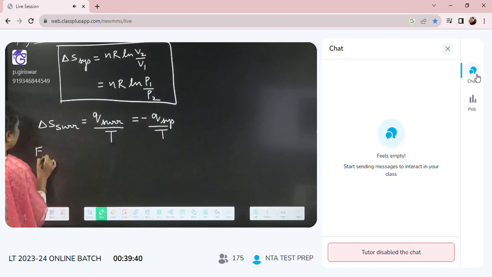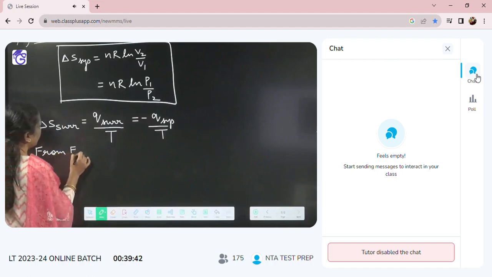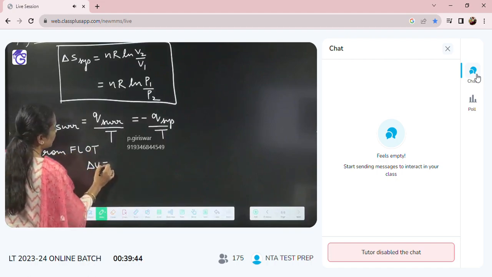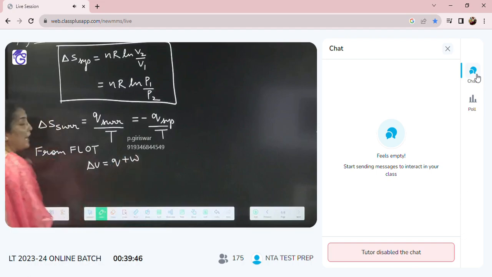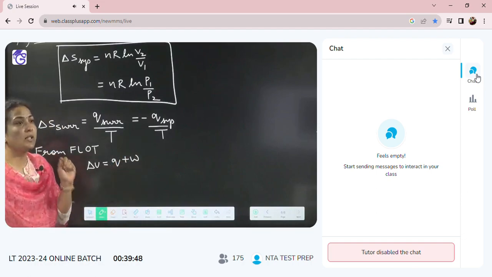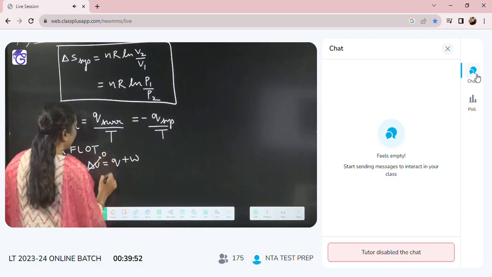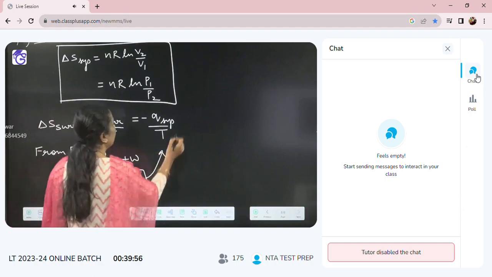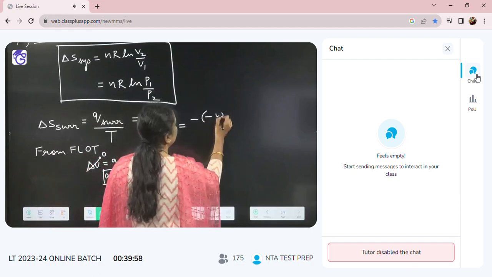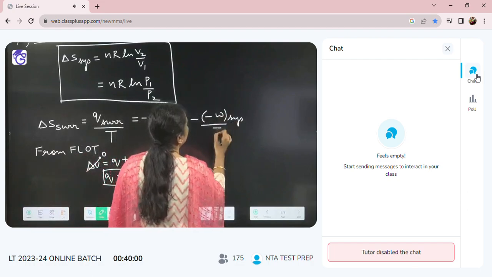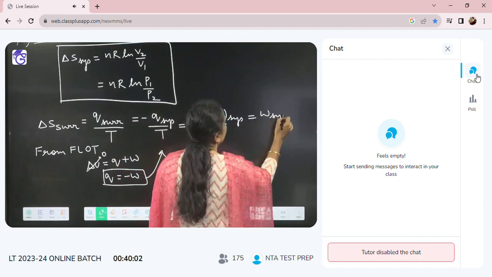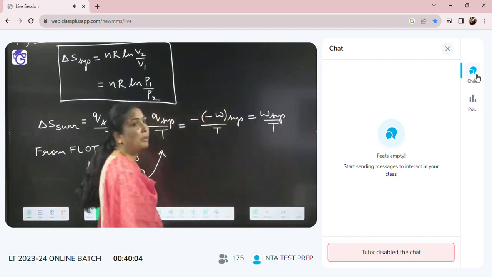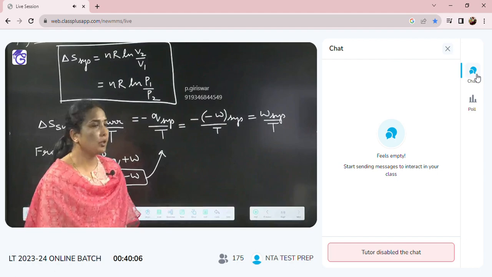Next, we know from the first law of thermodynamics that delta U is equal to Q plus W, and for an isothermal process delta U is going to be 0, so that means Q will be equal to minus W. So I'll place this W here, that is minus of minus W system upon T, and this makes it work of the system divided by T, W system upon T.